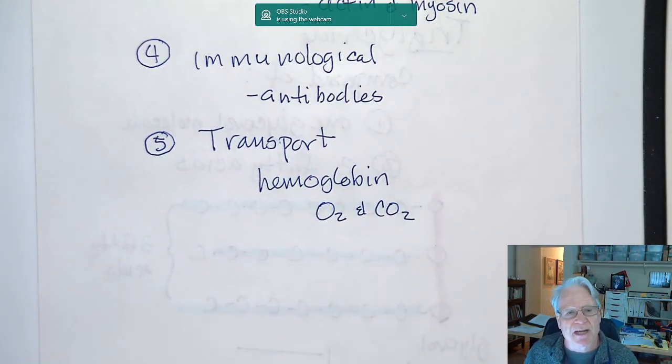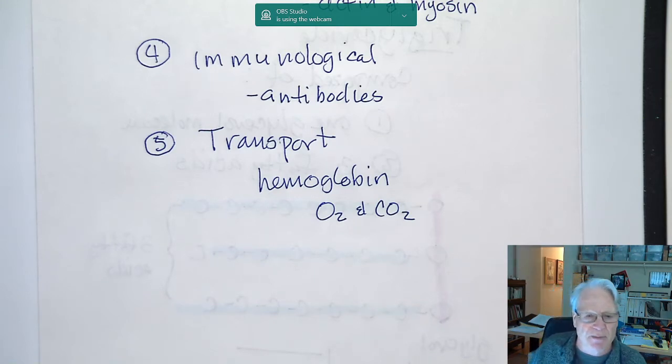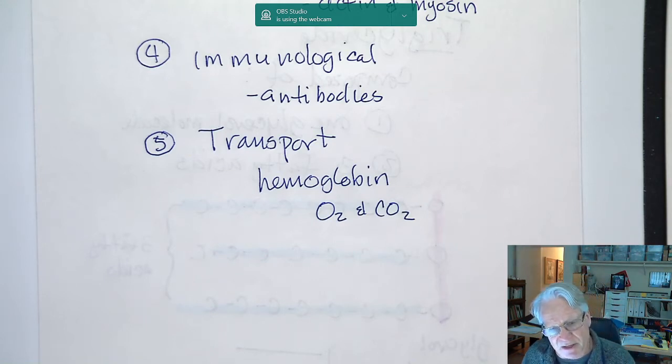What we're looking at is the transport of oxygen in the blood from the lungs to the tissues. And then when the blood goes back to the lungs after it passes through our tissues, it's carrying carbon dioxide. So this is a protein that's transporting oxygen and carbon dioxide. There are many examples of this that we have in our body.